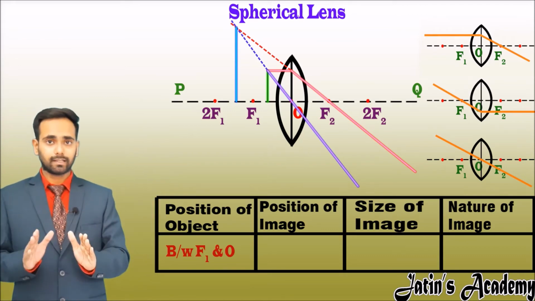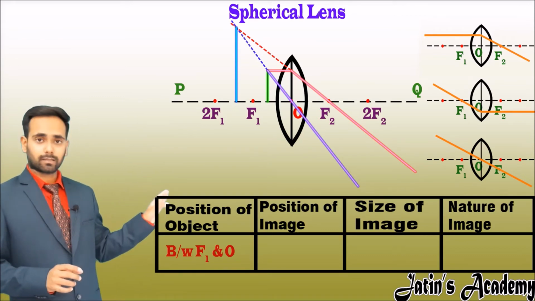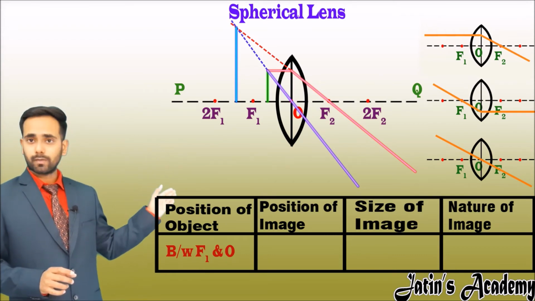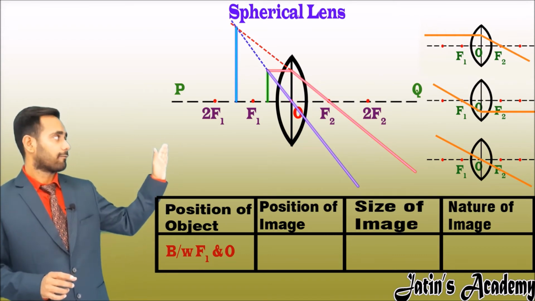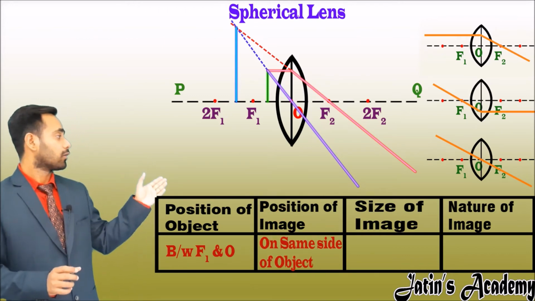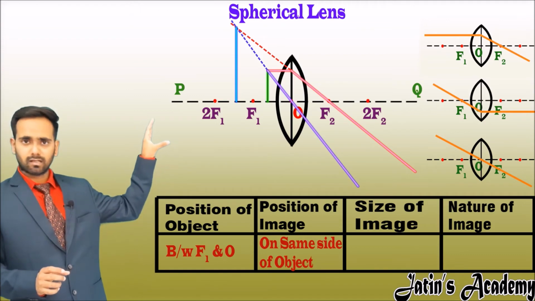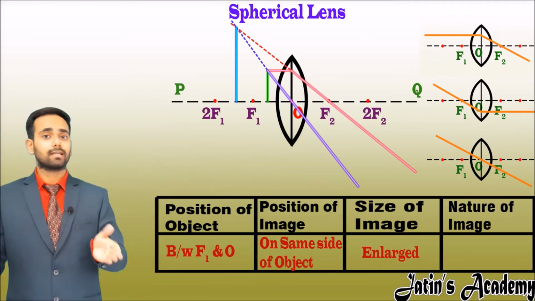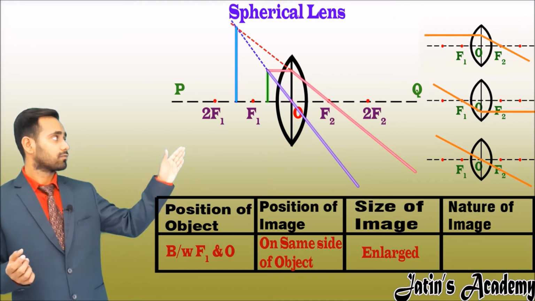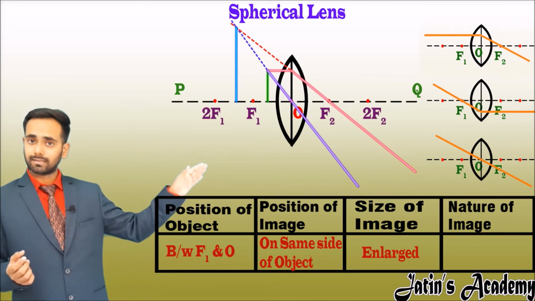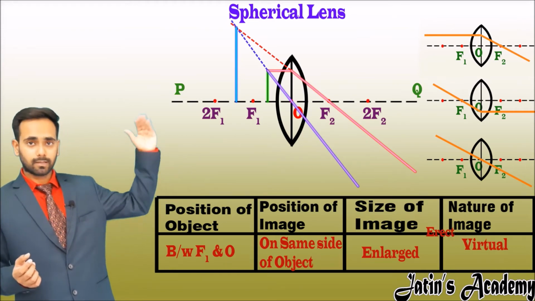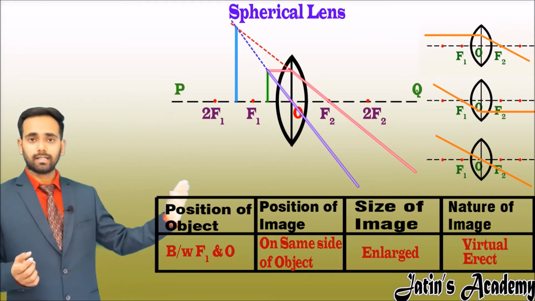Now start filling the table. Where should the object be placed? Object position is between O and f1. The image position is beyond f1, or we can say on the same side as the object. Now the size of the image is larger than the size of the object, meaning enlarged. And nature of the image: here the image is formed on the left side, the same side as the object, so nature is virtual, and it is above the principal axis, so nature is virtual and erect.